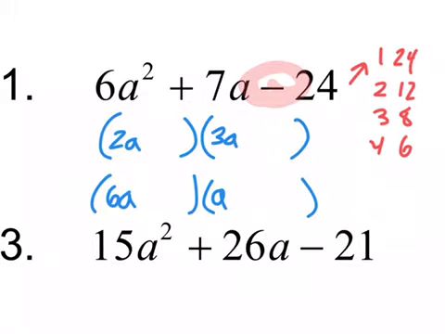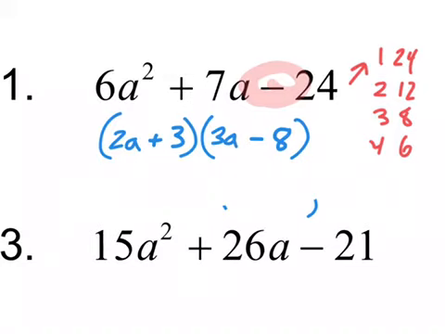I'm going to put a plus 3 here. And over here I'm going to put a minus 8. All right, so here's how, at least for now, this potentially could be an answer. Here's how I know. This is kind of the preliminary steps to check. Well, 2a times 3a gives me a 6a squared. Positive 3 times negative 8 gives me a negative 24. So all that's in place.